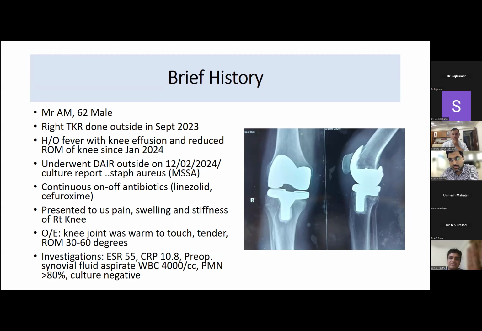And subsequently, he was continuously on and off antibiotics, with different forms of antibiotics given. He presented to us last month with pain, swelling, and stiffness of the right knee. The joint was warm to touch and tender, and range of motion was around 30 to 60 degrees. We proceeded with all the investigations, where we found raised inflammatory markers, and the synovial fluid aspirate showed raised leukocytosis, with polymorphonuclear cells more than 80%.